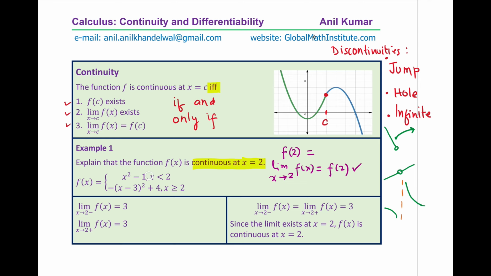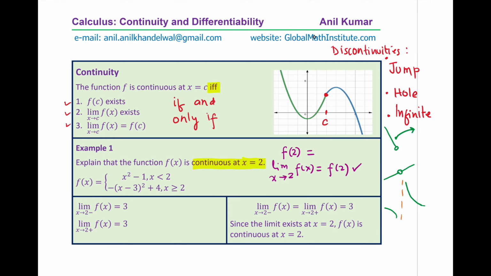So as you can see, the two pieces, one is a parabola which is opening up. The other one is a parabola which is opening down. So if I approach from the left side, in that case the limit of the function is what? From the left side, we have to substitute the value in the first part of it. So it becomes 2 squared minus 1, and 4 minus 1 is 3, correct?